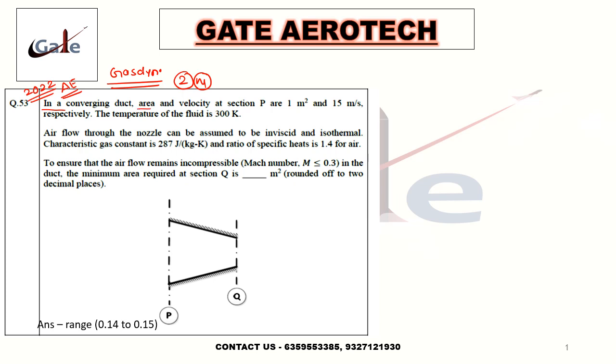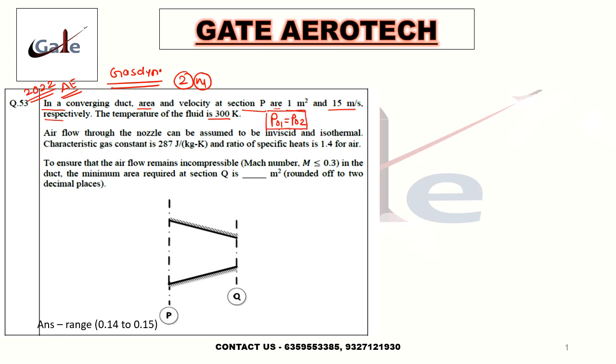In a converging duct, area and velocity at section P are 1 meter square and 15 meter per second respectively. The temperature of the fluid is 300 Kelvin. Airflow through the nozzle can be assumed to be inviscid and isothermal. Inviscid means they are saying do not consider friction, your energy will remain the same.